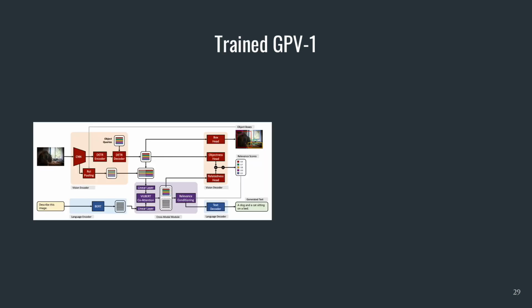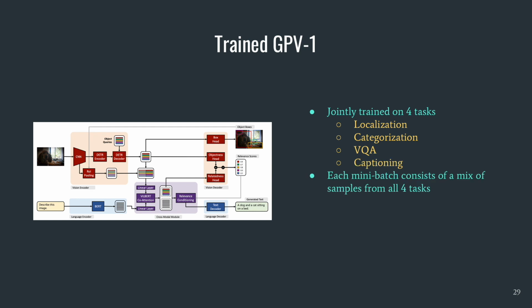A general-purpose architecture needs a general-purpose learning algorithm. GPV1 is trained jointly on 4 tasks: localization, categorization, VQA, and captioning. Each mini-batch contains a mix of random samples from all 4 tasks. We initialize the vision encoder and decoder with weights from pre-trained DETR and fine-tune all components except BERT to reduce GPU memory footprint.